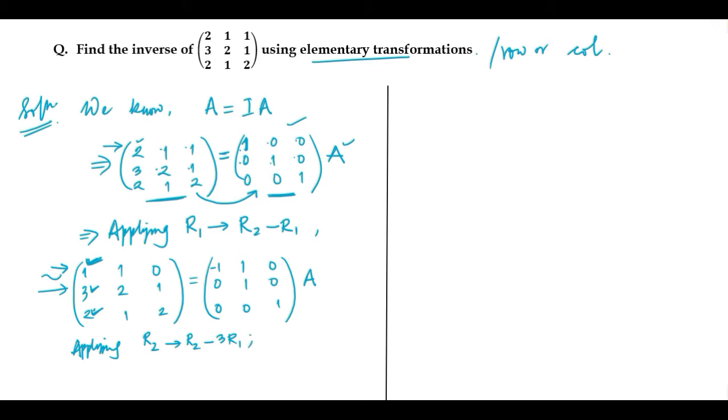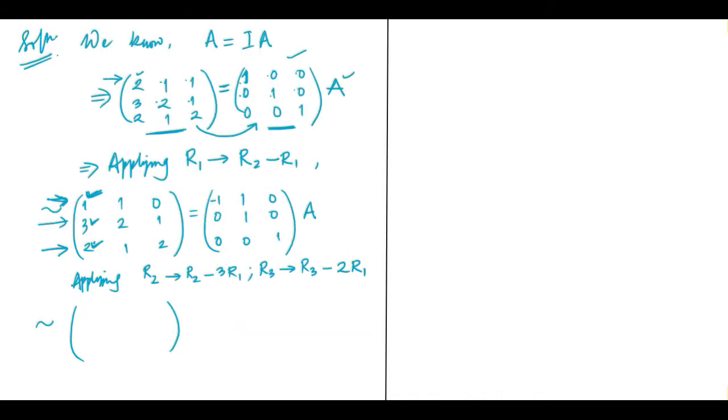The same way, using the same logic, R3 will now be replaced by R3 minus 2 times R1. R3 is starting with 2 and we want 0 at this point now. So what we will do is we will multiply R1 by 2. Then 2 minus 2 will give you 0. So I take R1 here, R1 is 1 1 0 minus 1 1 0.